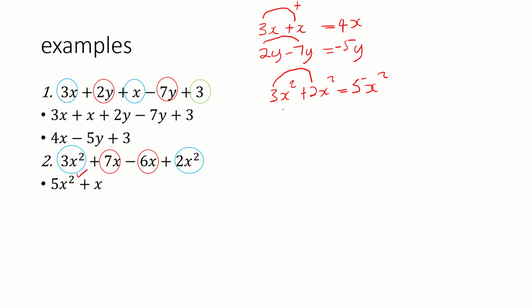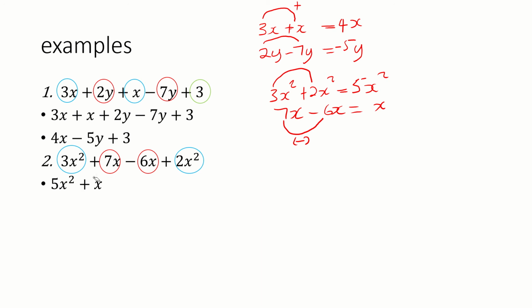And then let's take 7x minus 6x. I will write the variable as it is. And then I'm going to say 7 minus 6. What is 7 minus 6? It is 1, but I don't write that 1. That is why I've got just plus x over there. If the coefficient is 1, you do not write that coefficient.